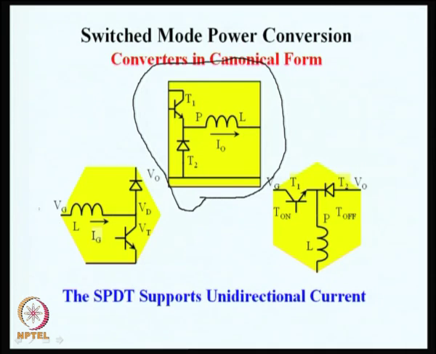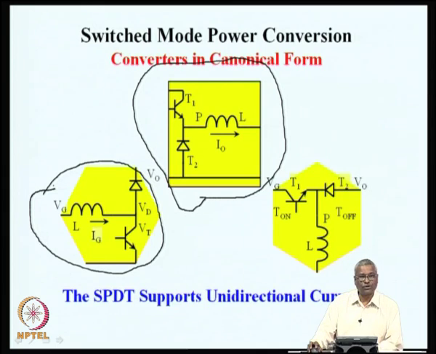Then we also looked at the second converter, which is the boost converter. This is a canonical model where the source voltage Vg that you see here is boosted up to a voltage of V naught, which is higher than the input voltage. And the third canonical circuit, which is called the flyback converter or the buck boost converter, where the source voltage Vg is converted to V naught, and V naught can be anywhere below Vg or above Vg.